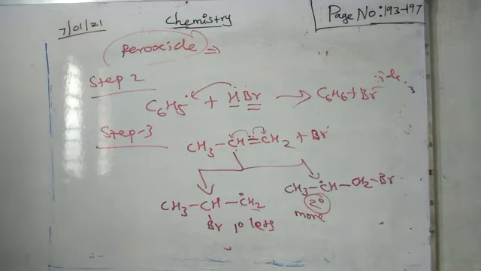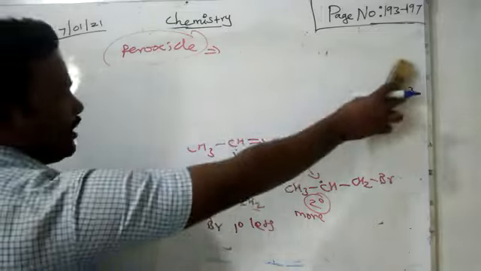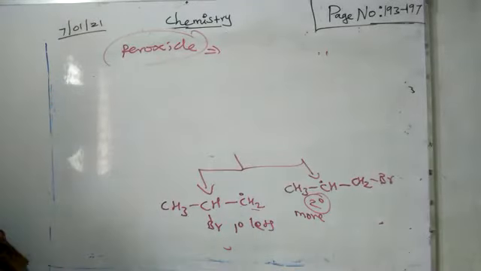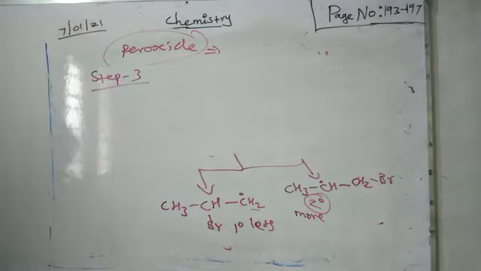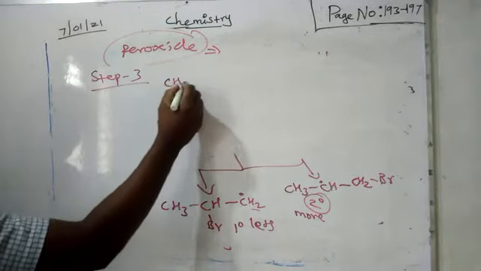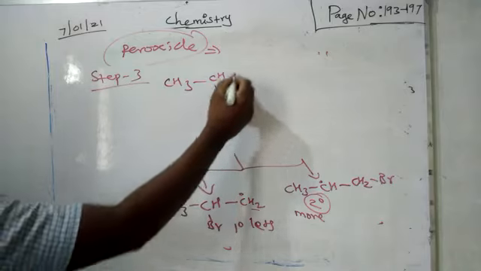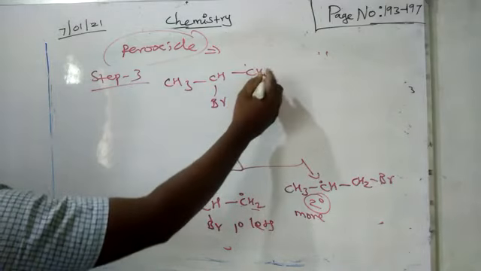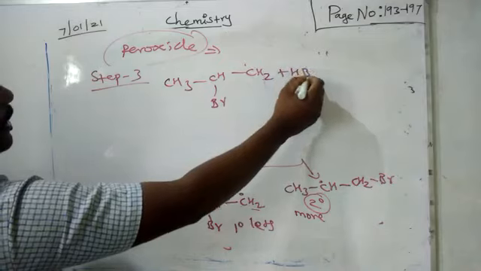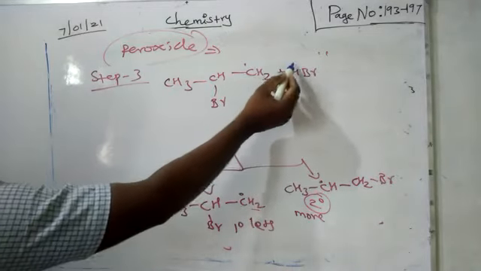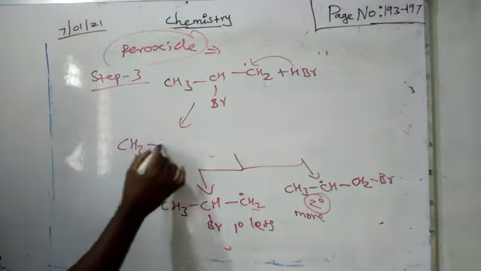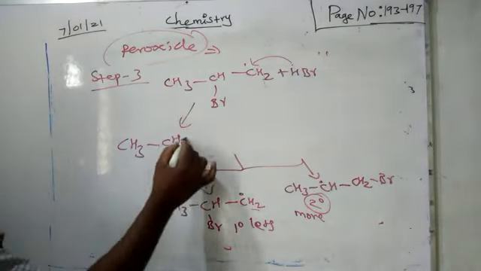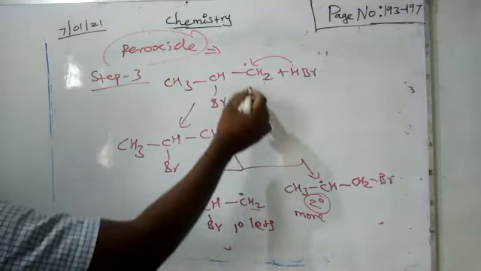Now it can further react with another 1 mole of HBr. Now we have 2 compounds. Step 3: CHBr with CH2 dot. If you take HBr, what will happen? That H will be added here. So it will produce CH3, CHBr, CH3.